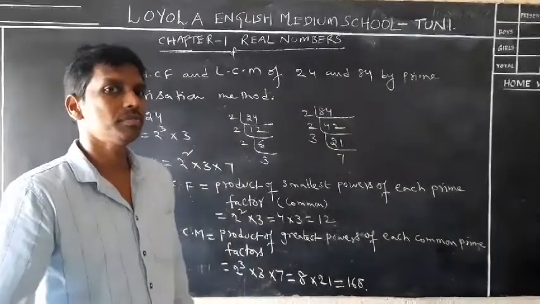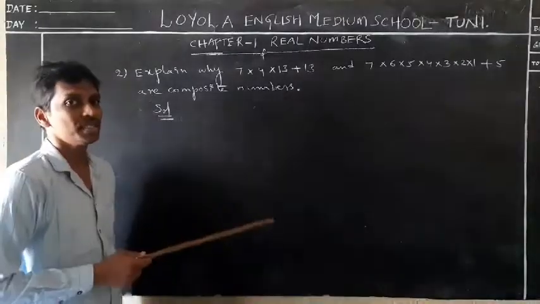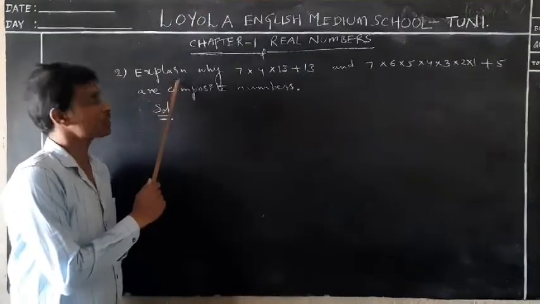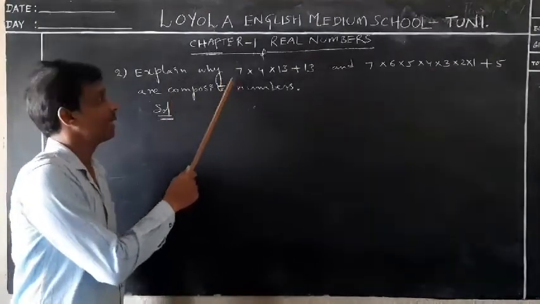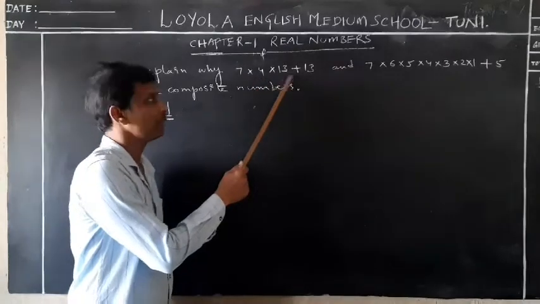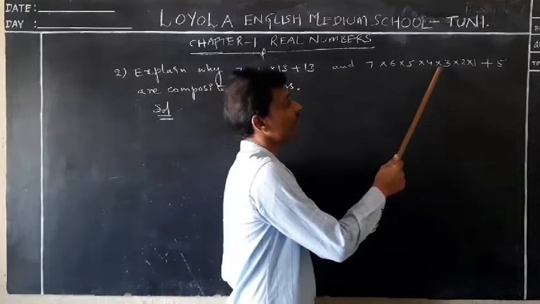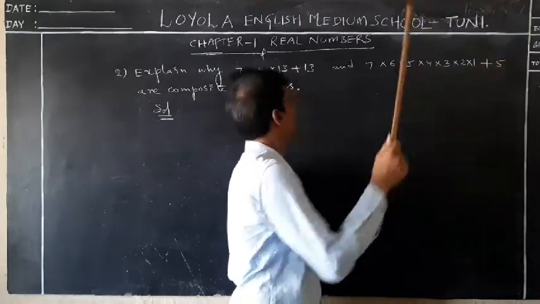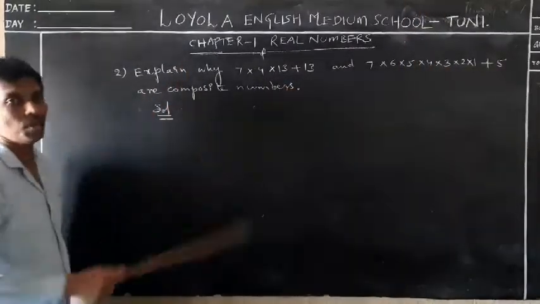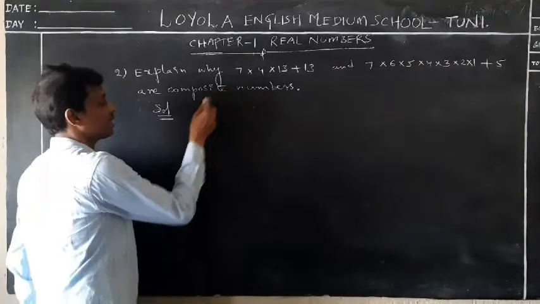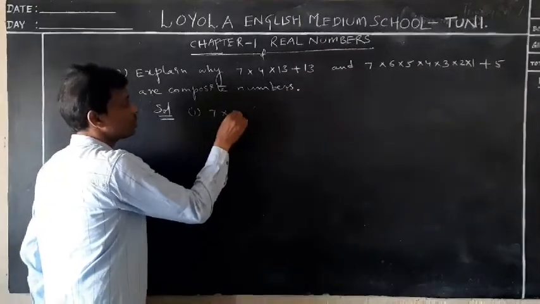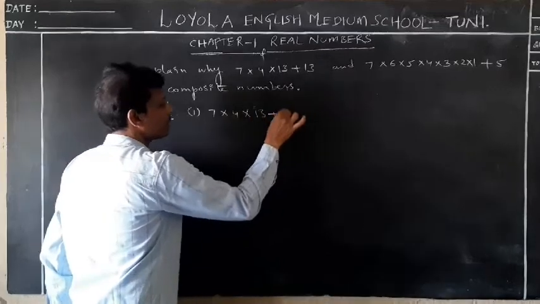Is it clear to all? Let us go through the second problem. Explain why 7 into 4 into 13 plus 13 and 7 into 6 into 5 into 4 into 3 into 2 into 1 plus 5 are composite numbers. Let us take the first one. 7 into 4 into 13 plus 13.